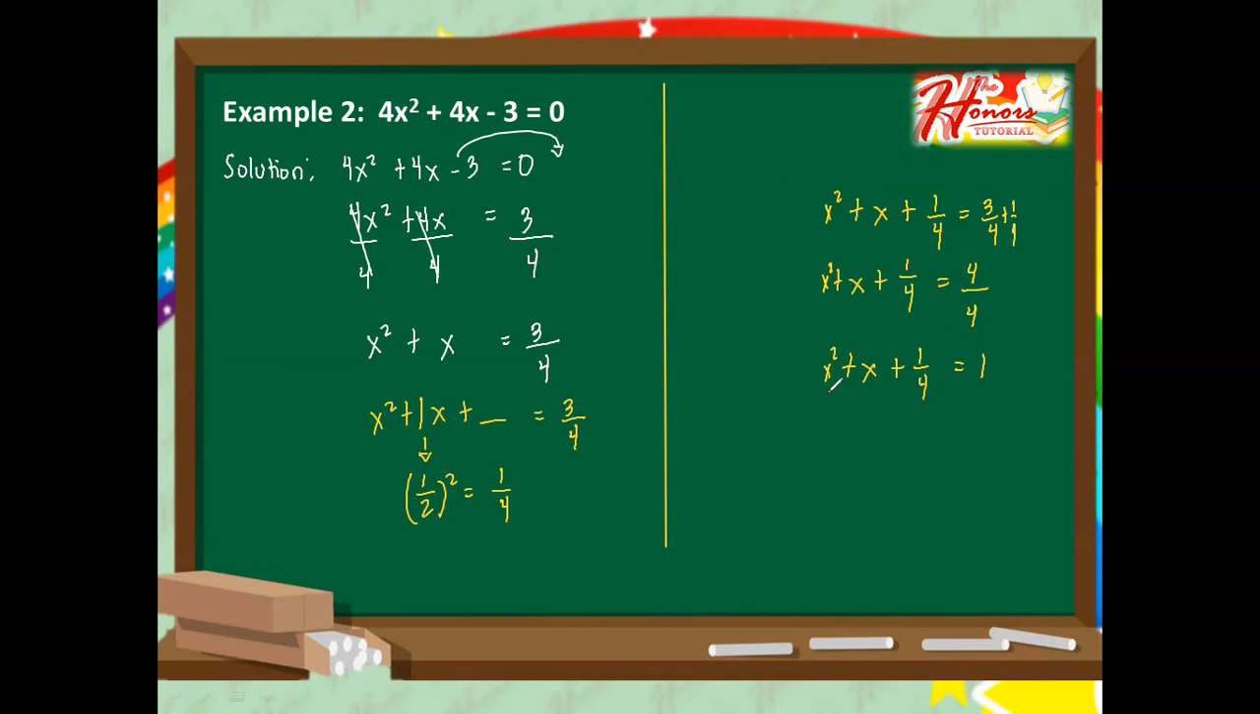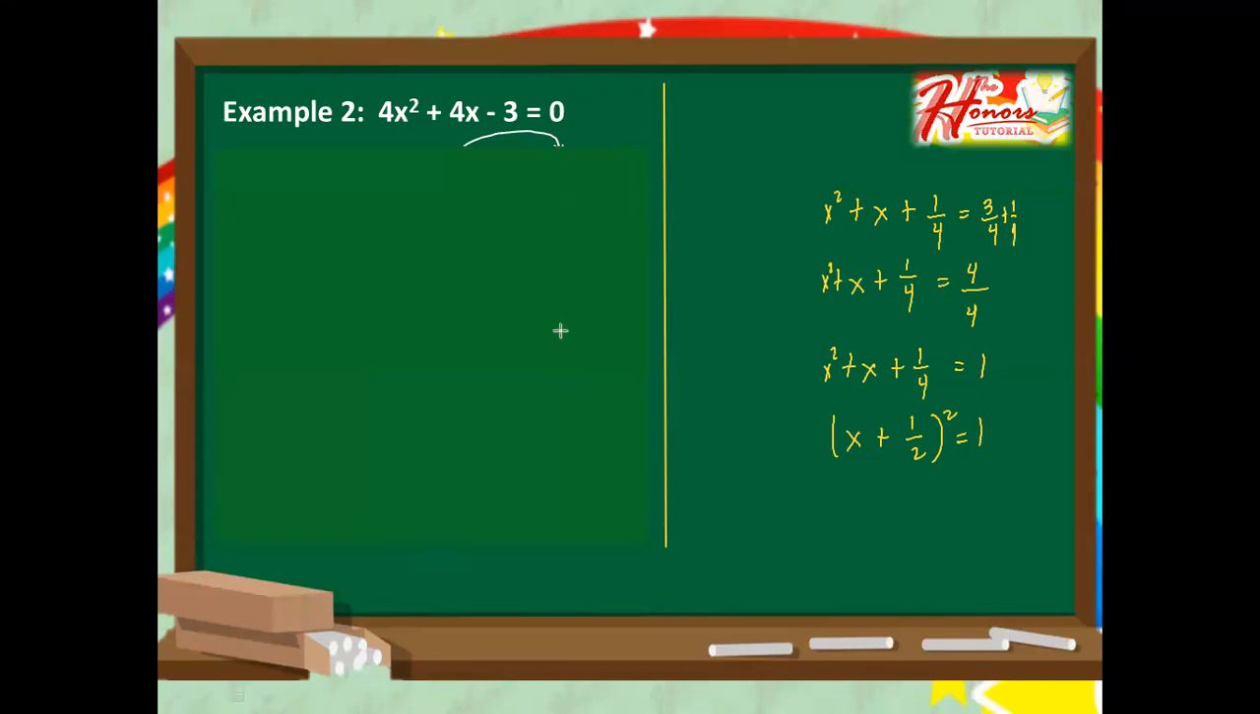And then we have to factor this. It will become the quantity of x plus 1/2 equals 1. Don't forget the exponent here. The quantity of x plus 1/2 squared equals 1. Then let's continue solving. Let me just erase some part at the left side of the equation for us to continue solving.